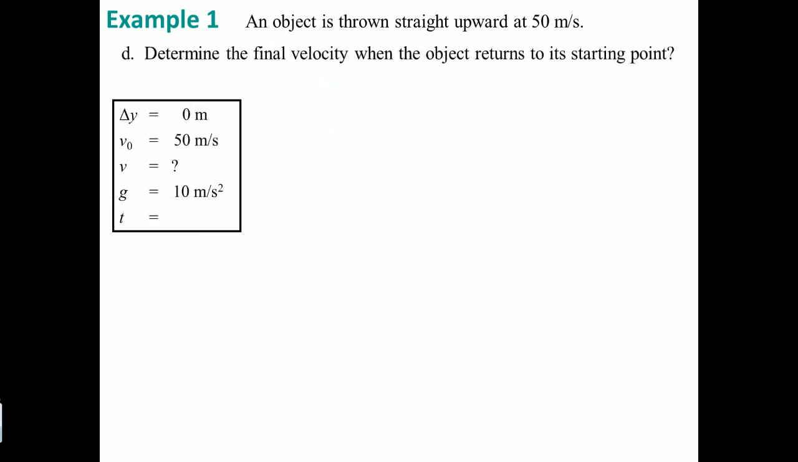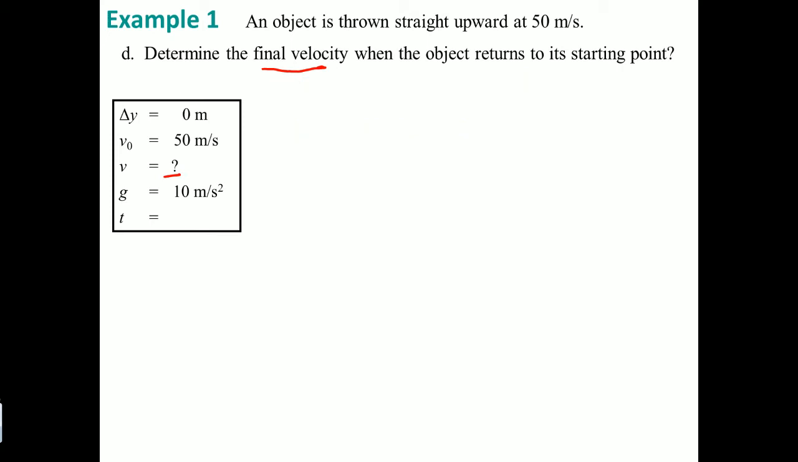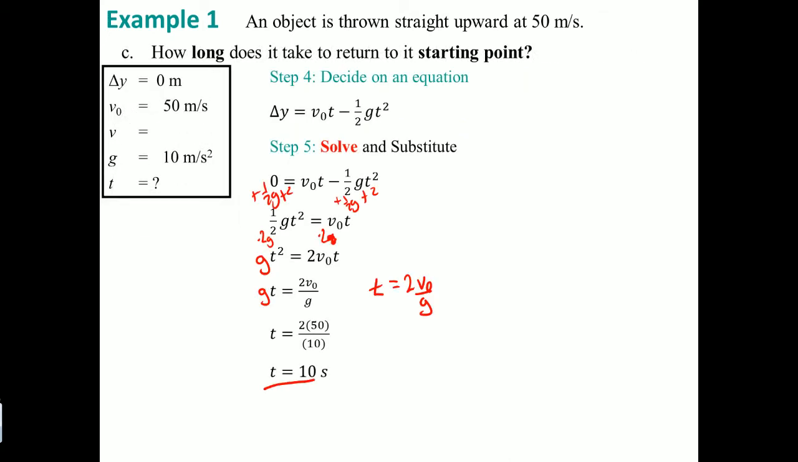Next, we add the time determined from part C. And again, we are now going to ask for what is the final velocity. That's what the question mark is here. There's only one equation. Remember, once we solve for t, finding t is always crucial.